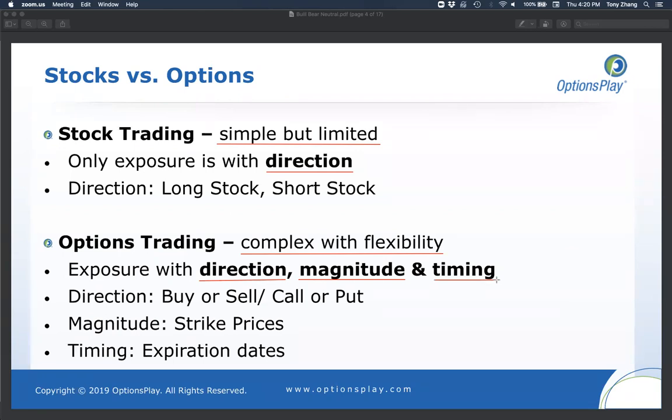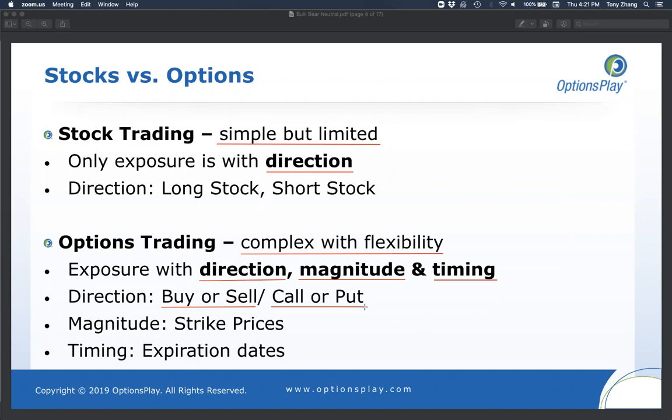What this means is that instead of just being long or short a stock, you have the ability to either buy or sell a call or a put. So all of a sudden now, instead of being long or short the stock, you have long or short a call or a put. And sometimes this can get a little confusing. We're going to review this in the next slide to make sure everyone understands the difference between buying a call, selling a call, buying a put and selling a put.